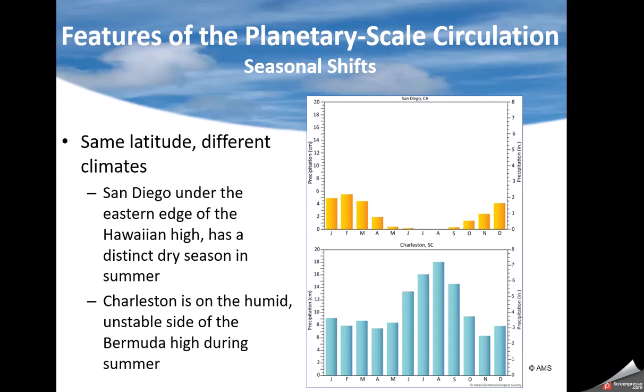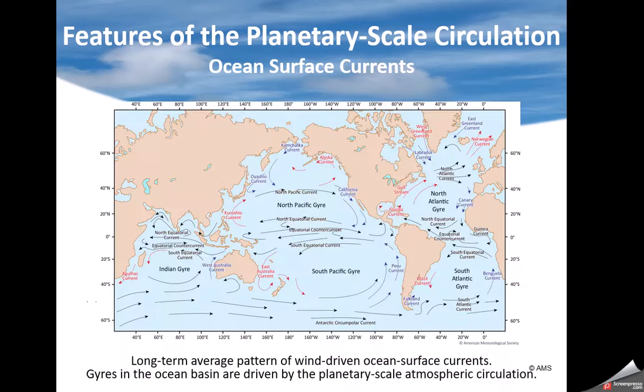And these planetary scale circulations, depending on which side of that subtropical high you're on, determine what your weather is going to be. San Diego and Charleston, South Carolina are about the same latitude. San Diego is on the eastern edge of the Hawaiian high. Guess what? It has northerly flow, sinking motion. Charleston is on the western edge. It gets moisture out of the tropics coming into it, lots of rain.